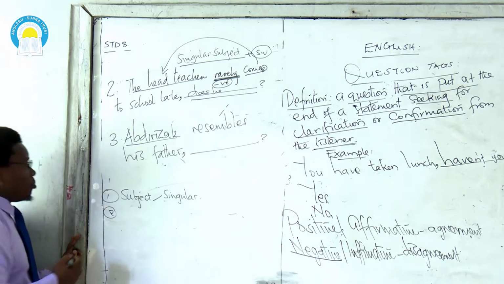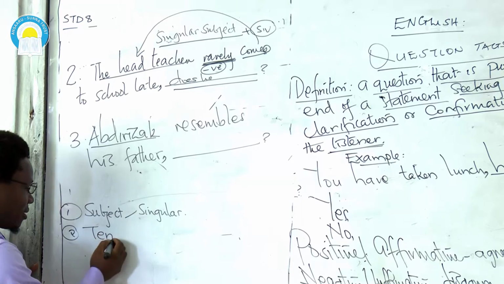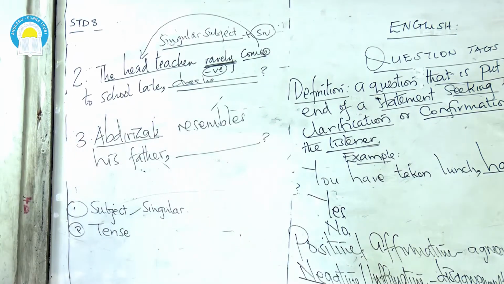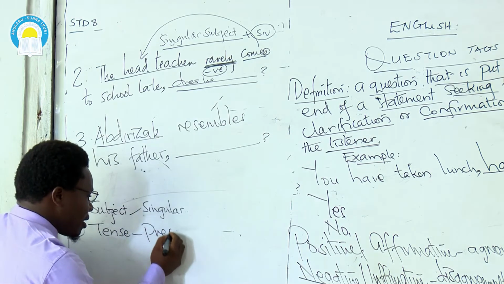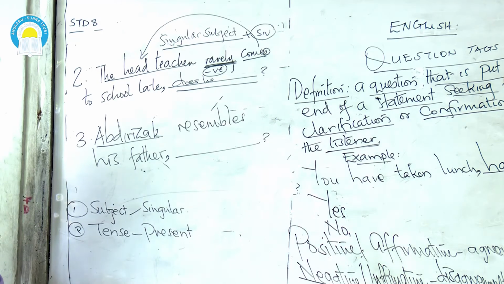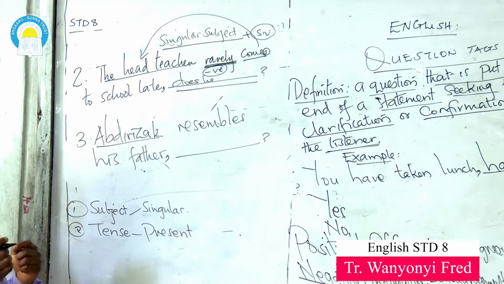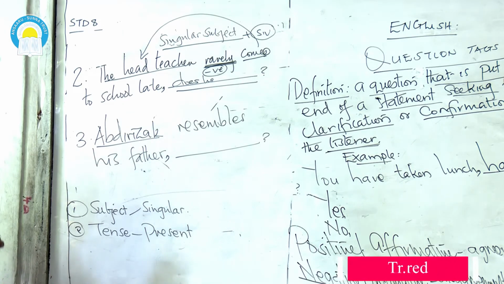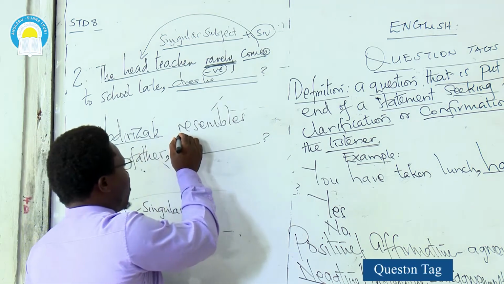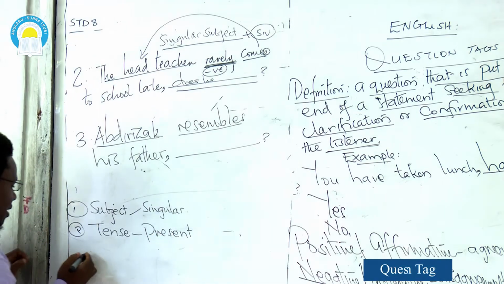2, help me identify the tense. If you are watching and you realize that the tense is present, as I told you, please, if you want to find out the tense in this case, consider narrowing down. Let your focus be on the main verb. Our main verb here is resemble. So the tense is present.